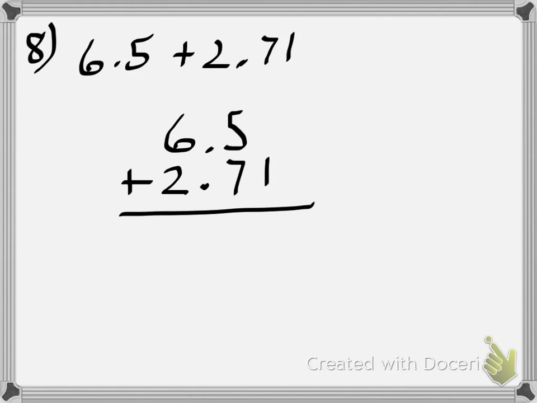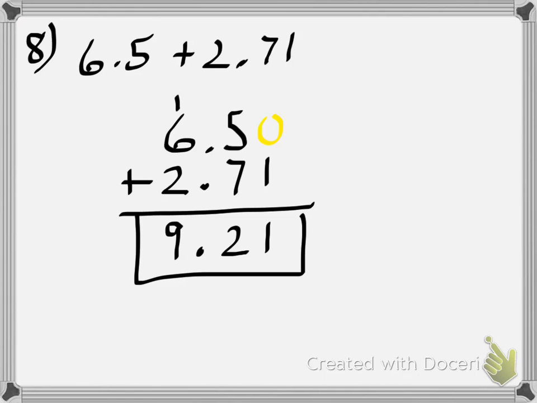So once we have these done, up here, if we want to, we can go ahead and put in a 0. So we're going to have 1 and 0, and that's 1. 5 and 7 make 12, and then that makes 7, 8, 9. And of course, these are still ones here, so we're going to go ahead and put our decimal point in and have 9 and 21 hundredths.